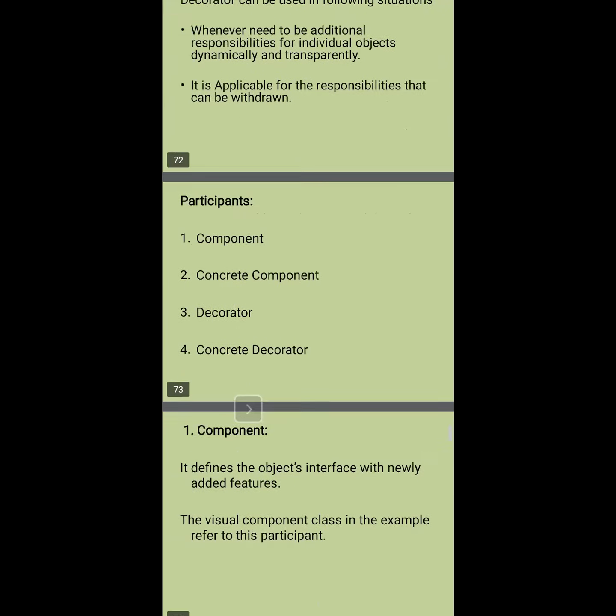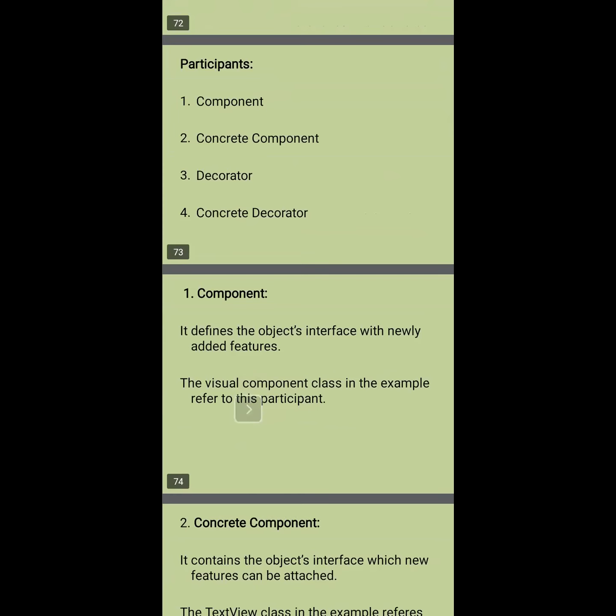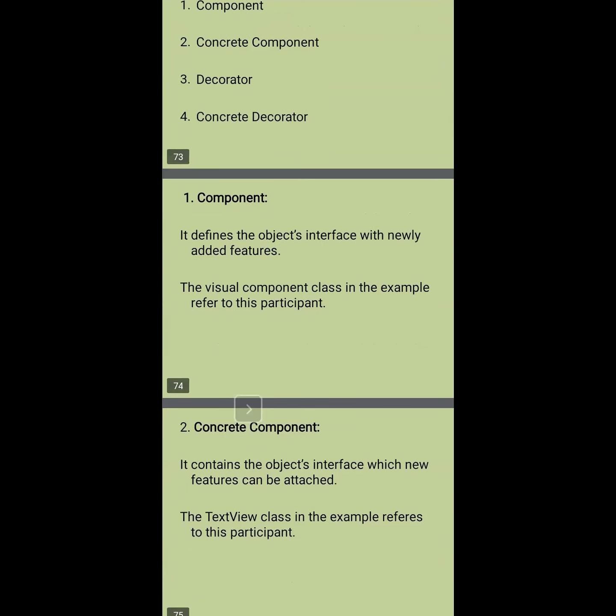So here, participants. Here we consider 4 participants: the component, concrete component, decorator, and concrete decorator. So first of all, what is a component? Next, concrete component. Next, decorator. Next, concrete decorator. So now we try to see one by one. Okay. In the case of component, it defines the object's interface with newly added features. The visual component class in the example refers to this participant.